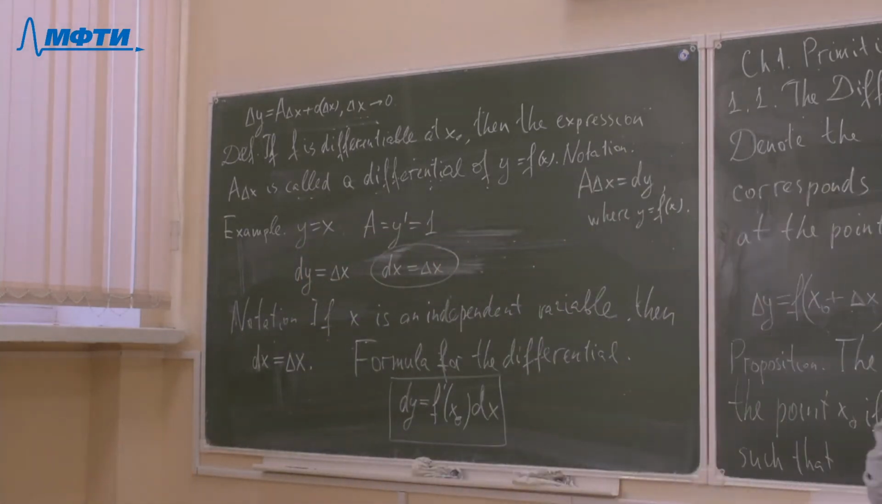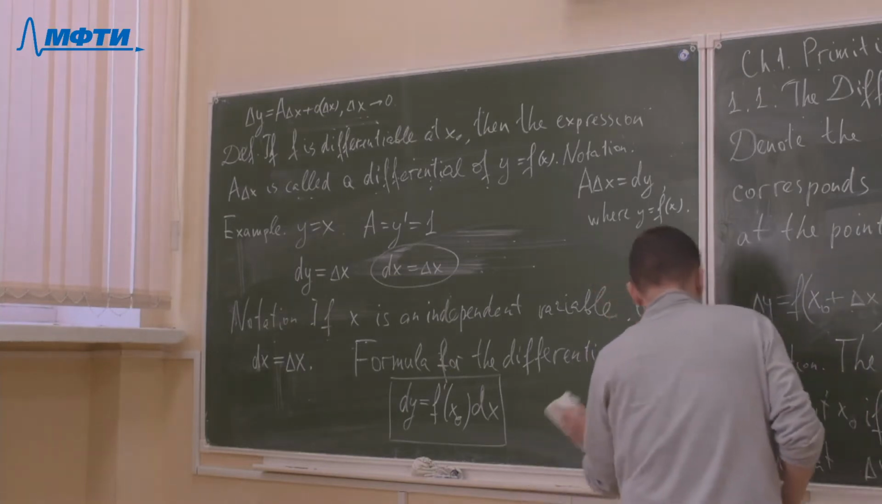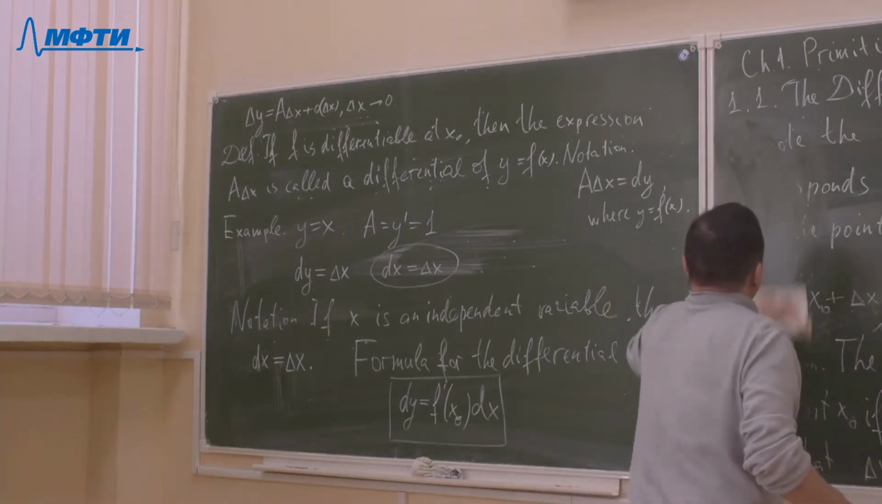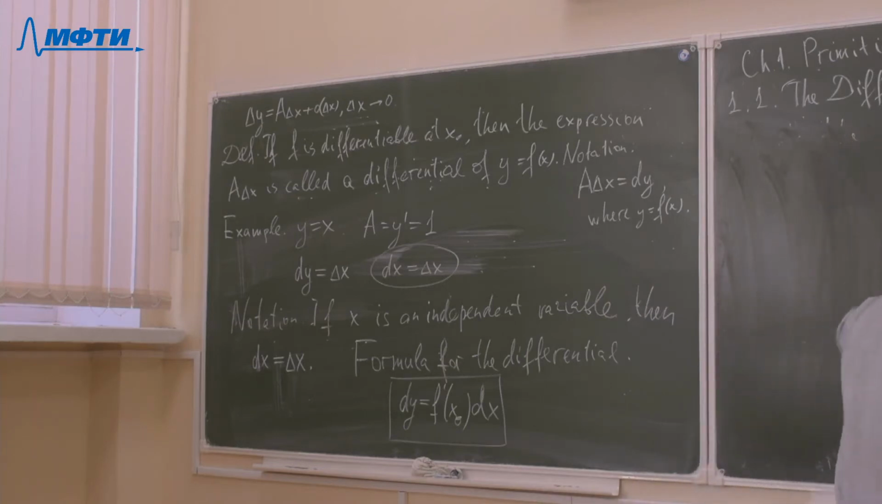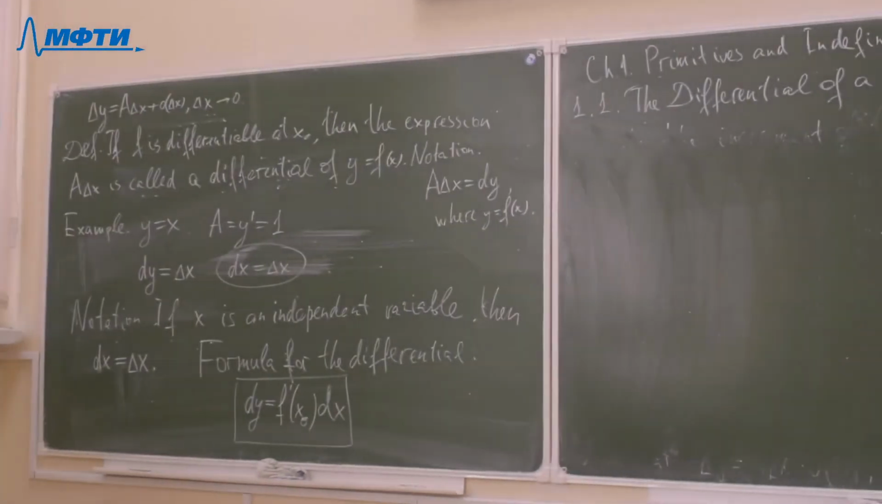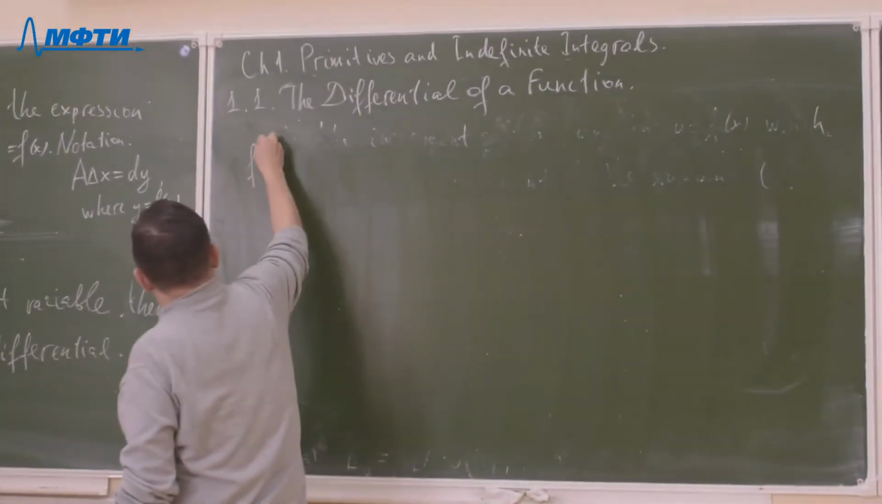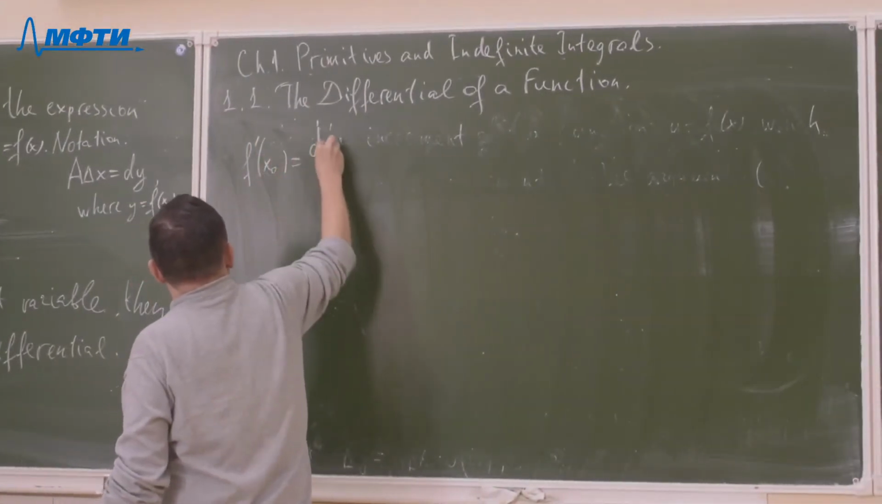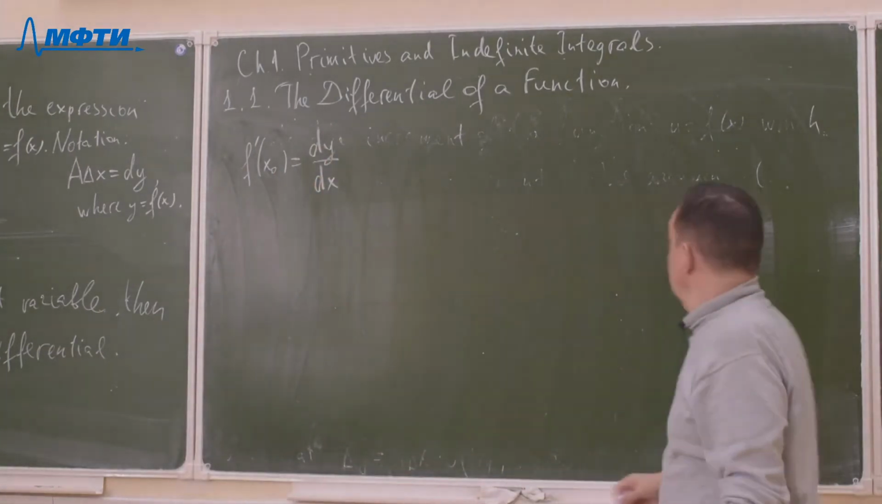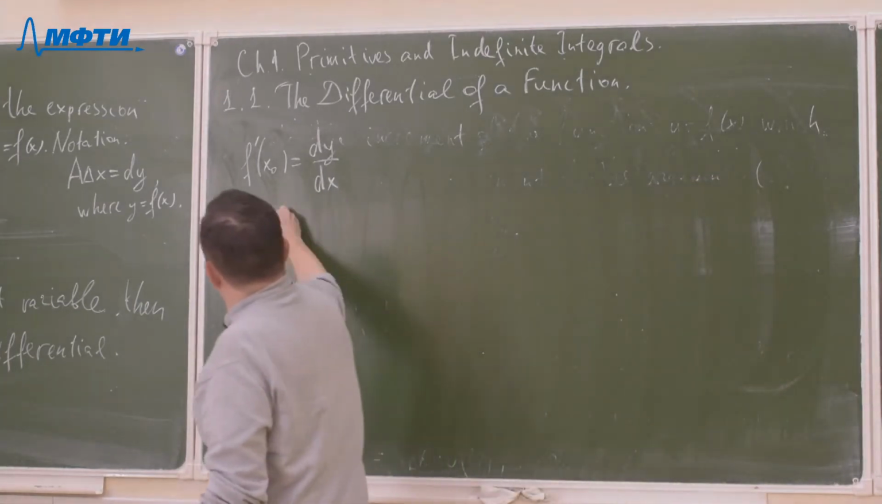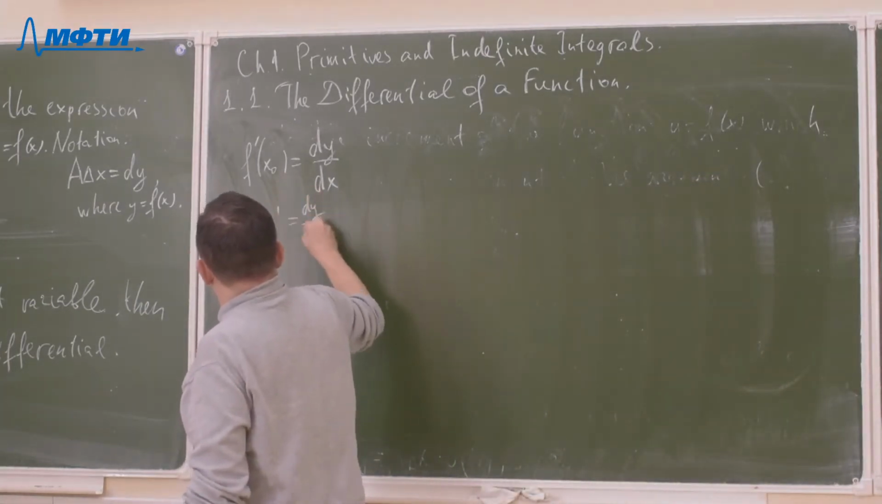Also, this is used as a notation for the derivative in many cases. And in fact, we practically did it when we computed the derivative of a parametric function. Once again, f prime at x naught equals dy over dx, or y prime equals dy over dx.